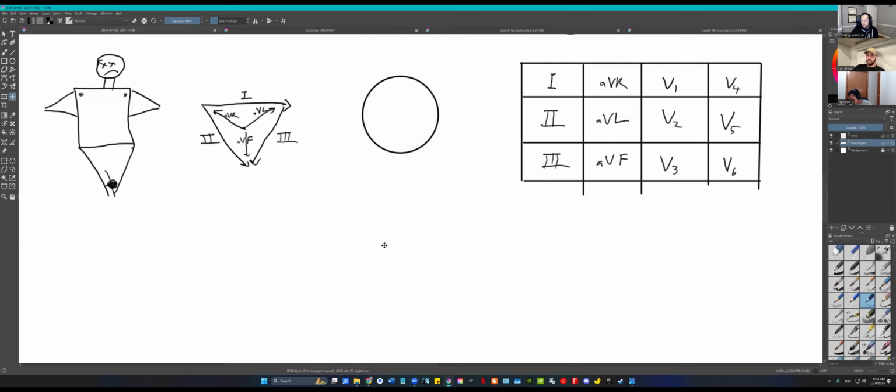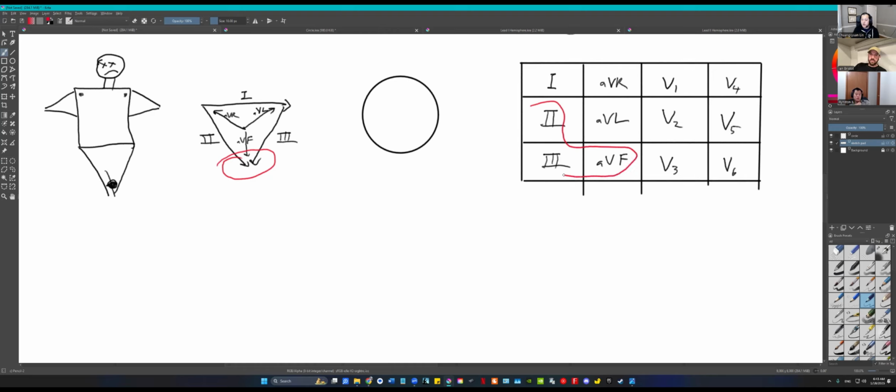Now, just looking at this triforce of power, can you guys guess which ones are the inferior leads? These are the leads that point generally down. So that would be 2, 3, AVF. I don't know if you've heard an attending say, it's an inferior lead, look at Q3 AVF. These are inferior leads.